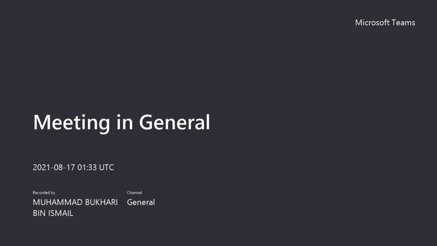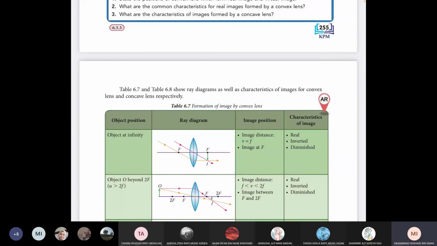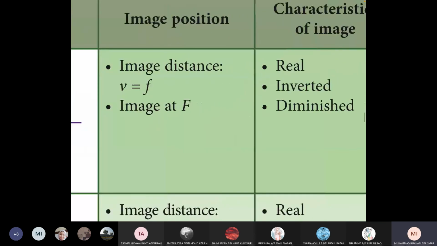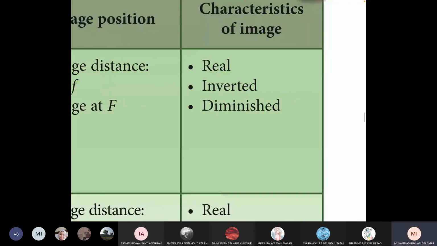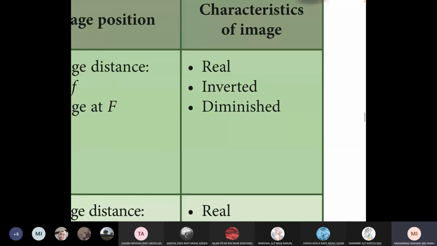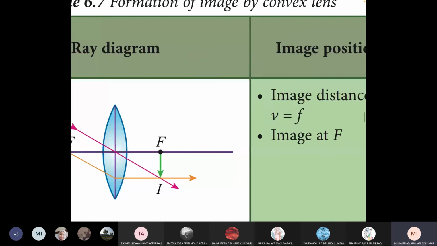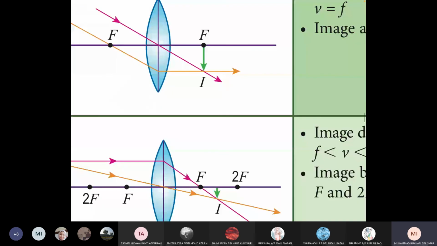And now we go on to the next situation. Okay, that is the first case. So just now, it is real, inverted, and diminished. Diminished means smaller. And here is the image position. The position of the image is at F. We saw it just now. Okay. Now we go on to the second situation.